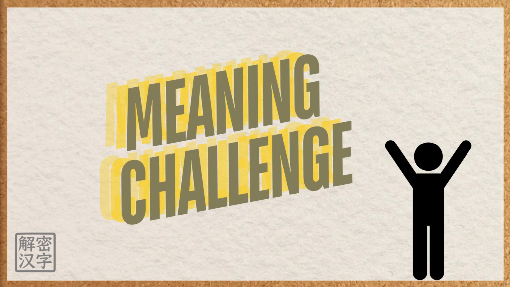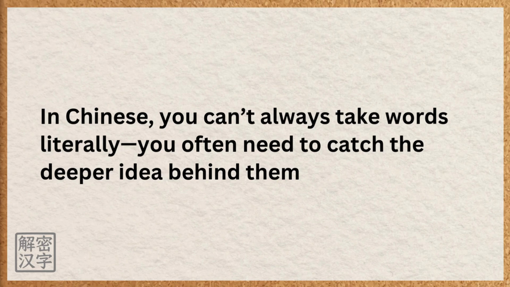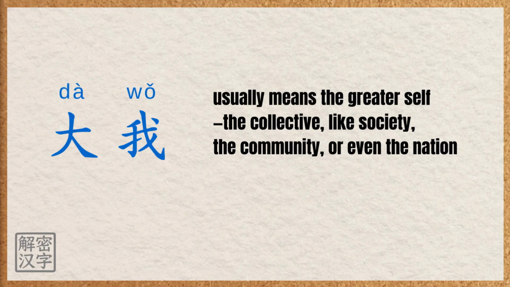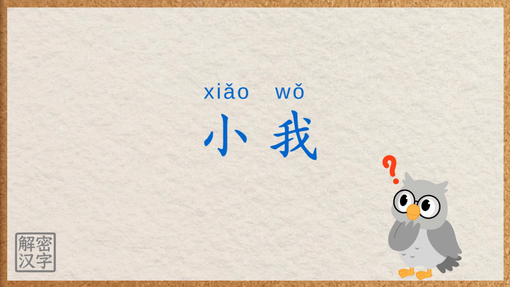Here's a quick meaning challenge. In Chinese, you can't always take words literally. You often need to catch the deeper idea behind them. For example, 大我 usually means the greater self, the collective, like society, the community, or even the nation. So, what do you think 小我 means?